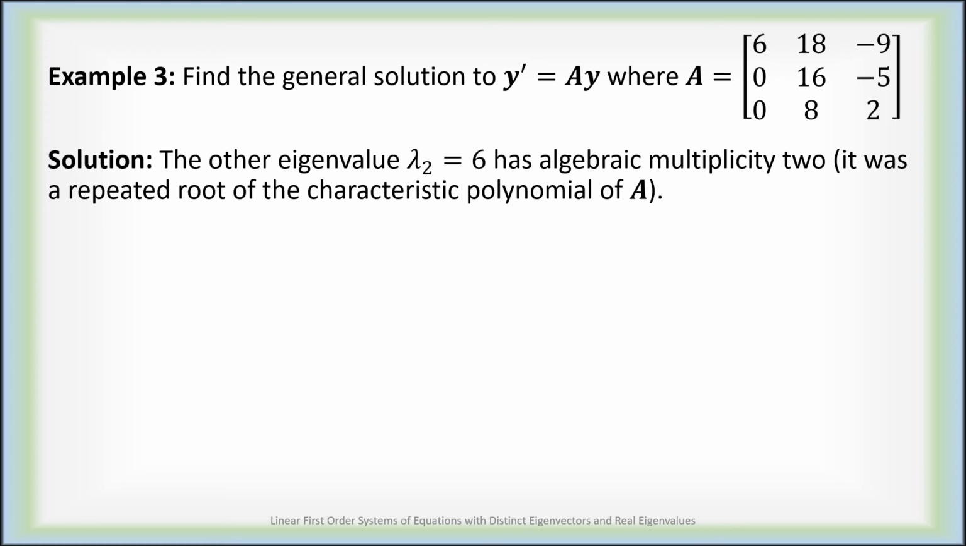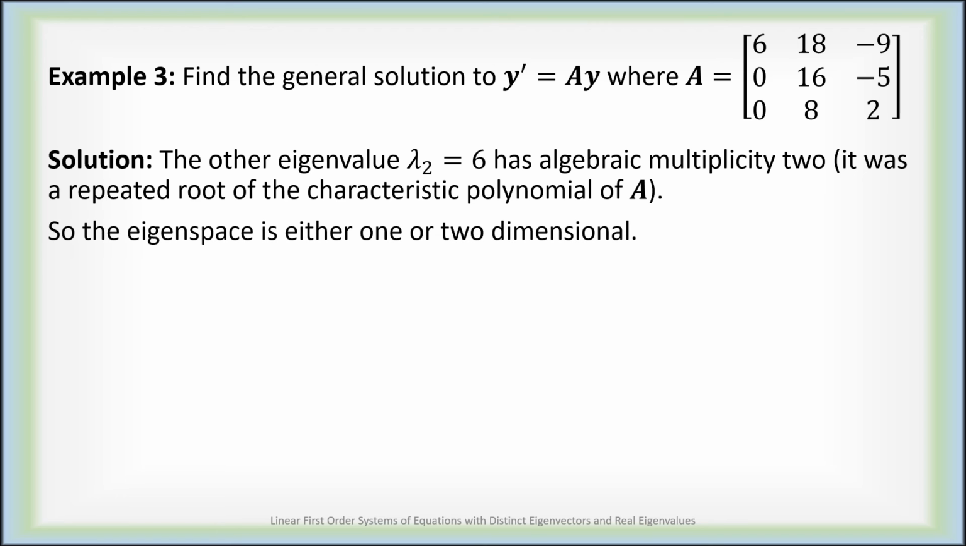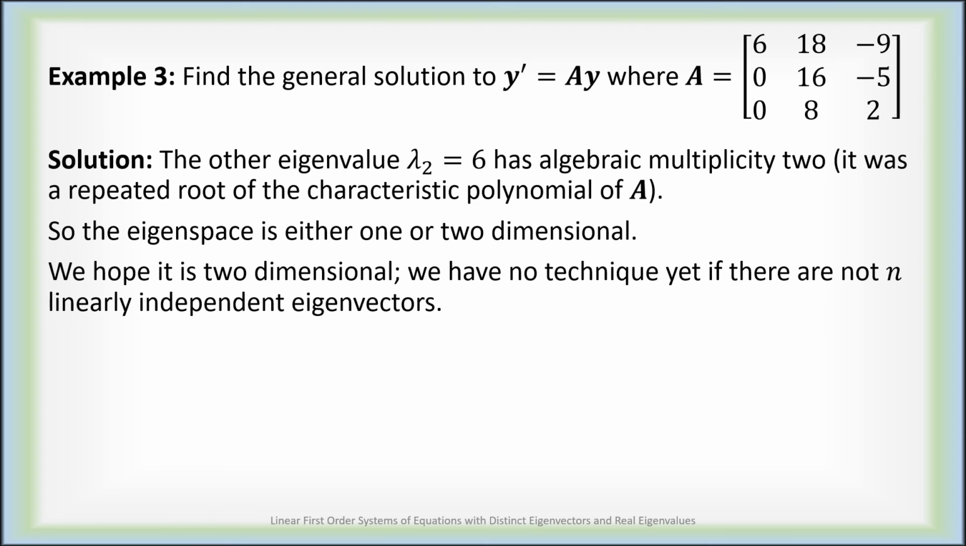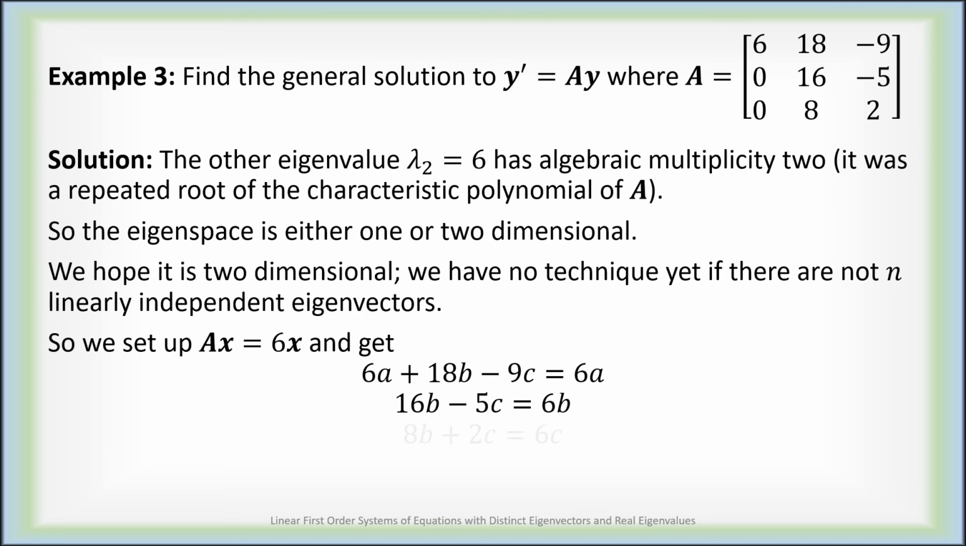Now the other eigenvalue was 6, but it had algebraic multiplicity 2. Lambda minus 6 appeared twice in the factorization of the characteristic polynomial. So the eigenspace is either one-dimensional or two-dimensional. Its geometric multiplicity is either 1 or 2. We really hope it's two-dimensional because we don't know yet how to handle the situation where we can't find n linearly independent eigenvectors. So let's go ahead and set up Ax equals 6x. In the first row, second, and third row, here's what you end up with.